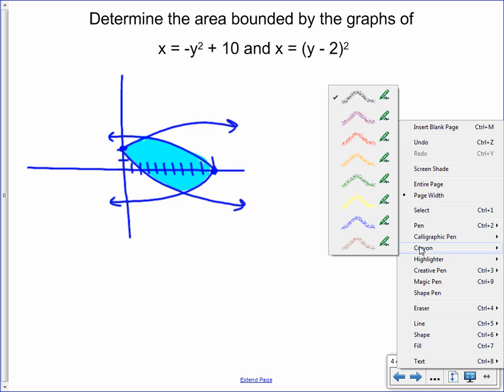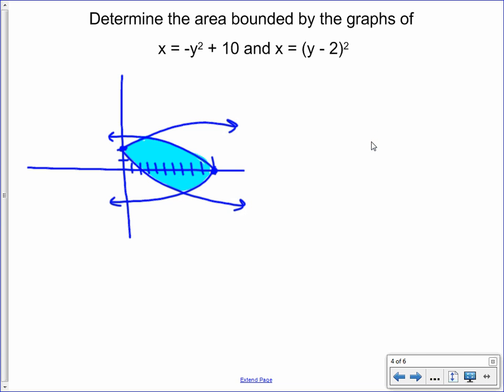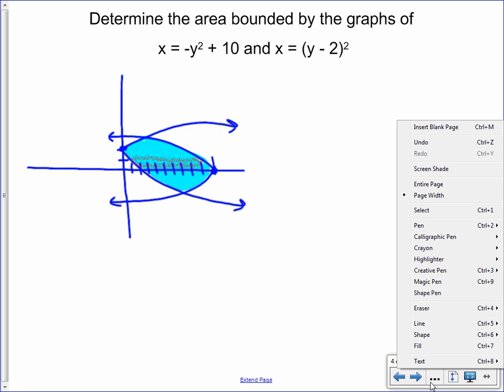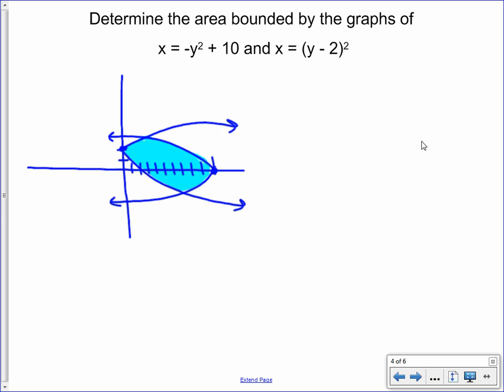So we want rectangles that are horizontal, that have thickness dy. So we need to know what those y coordinates are.